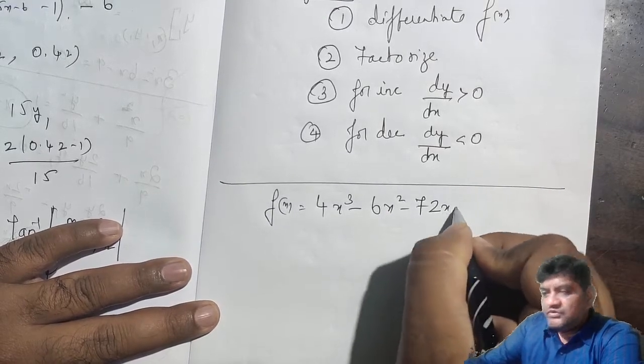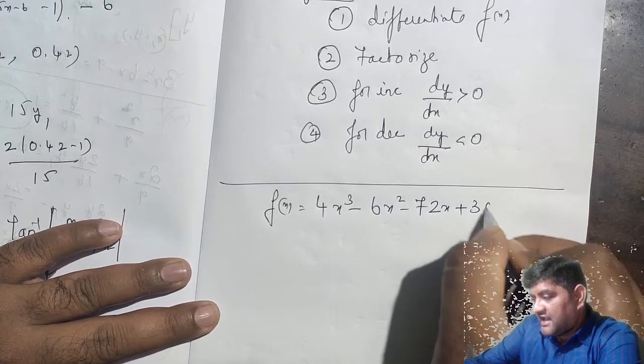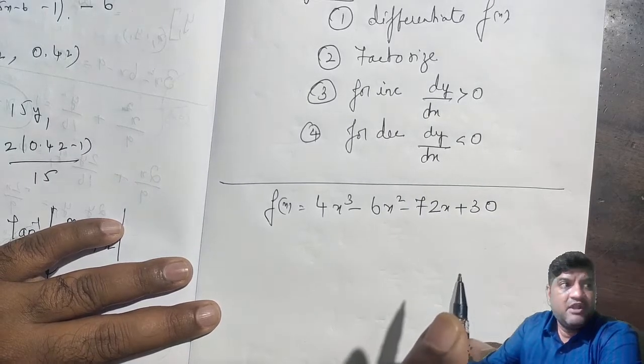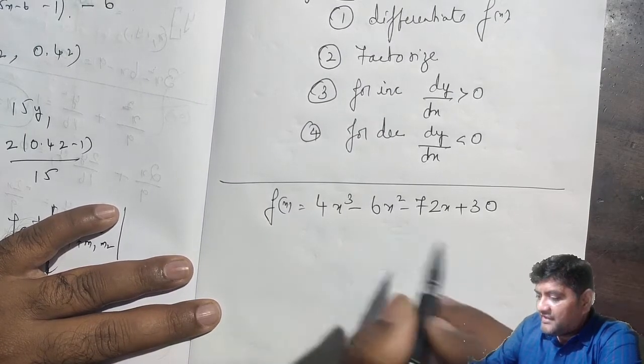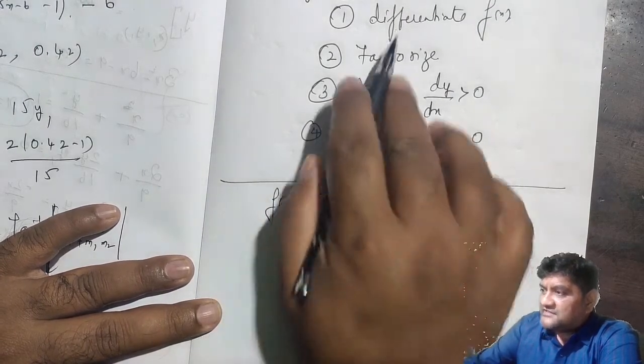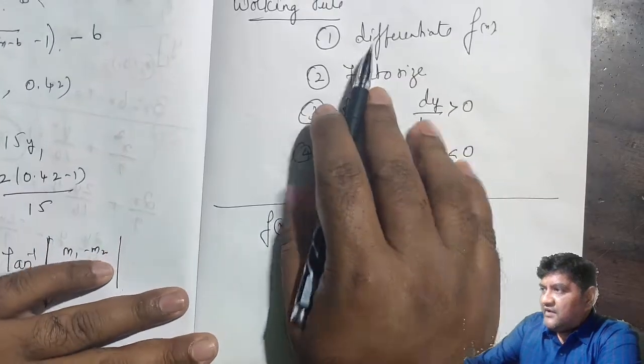The reason why I do the worked example is simply because they can be picked up for your examination. Most of them do the exercise questions and they don't practice the worked example. That's where they lose out. So what's the first step? First step is to differentiate. So let's go ahead and differentiate this.